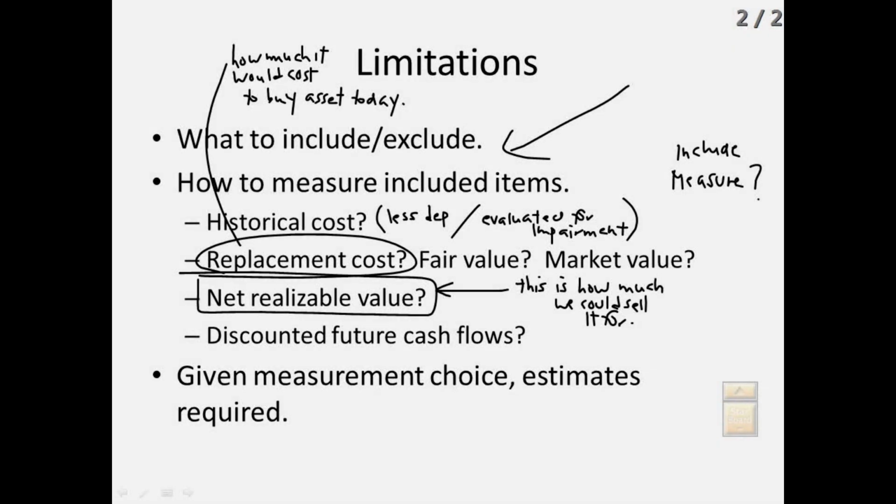Or, maybe I can just predict what the future cash flows are of the asset and discount them to the present, which is essentially what the market is doing with my firm. Again, all of these require a couple of things that historical cost doesn't, which is they all require you to have estimates, forecasts, predictions, and they add more noise into your financial statements.